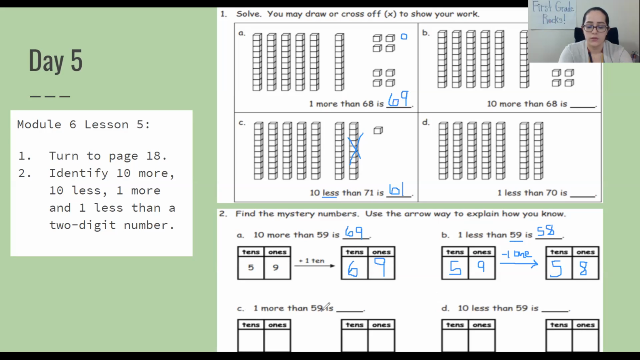Okay, so C, 1 more than 59 is blank. Go ahead and use the arrow way to solve. And D, 10 less than 59 is blank. Okay, and just really quickly for C, 1 more than 59, if you notice, you're already super, super close to another 10. So actually, let's do that together. So 1 more than 59. I'm gonna draw my arrow. Plus 1, and I'm gonna put 1.